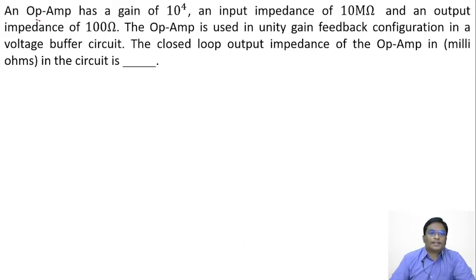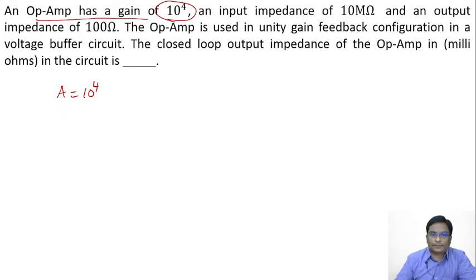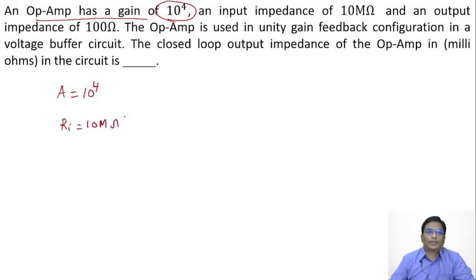Okay, here a question is given on op-amp. An op-amp has a gain of 10 power 4. It's not an ideal op-amp. They given an input impedance Ri as 10 mega ohms, and the output impedance R0 as 100 ohms. The op-amp uses a unity gain feedback configuration, a voltage buffer. It's a unity gain voltage buffer.